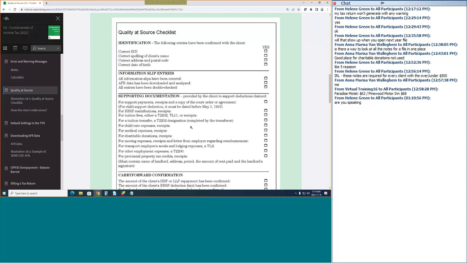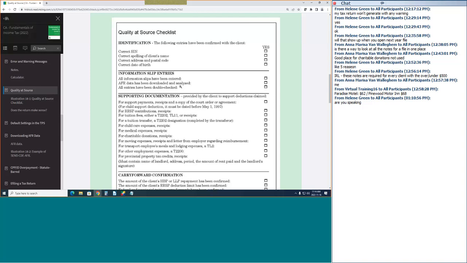Did I spell their name right? It won't e-file if it's not spelled correctly. You're going to have to get them to come back in and re-sign all your documents if everything was signed with the wrong name. So make sure the client's name is spelled correctly before you file that return. You have to check the postal code, check the address as well, but check the postal code and double check your date of birth.